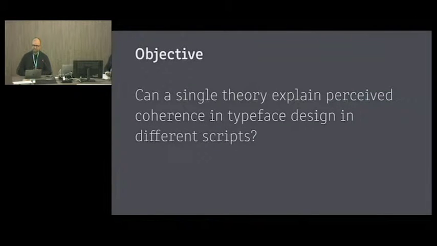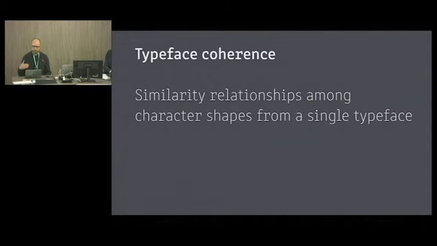So the research question is whether a single theory can explain coherence in typeface design for different scripts. So that's just the shapes, not the orthography. What I mean by coherence is the similarity relationships between different character shapes.